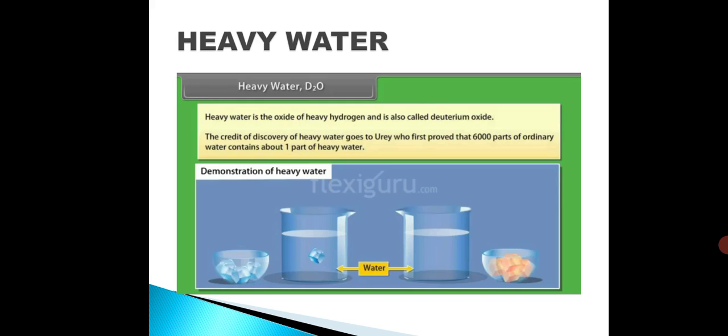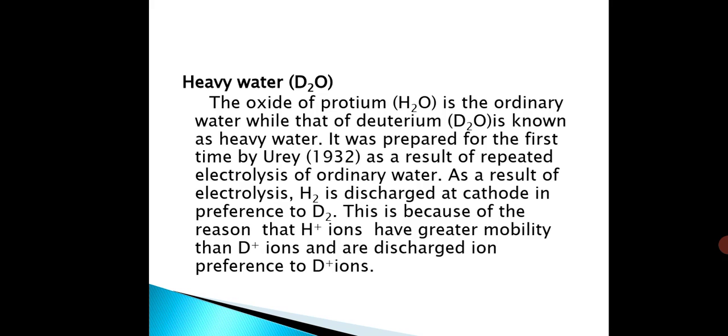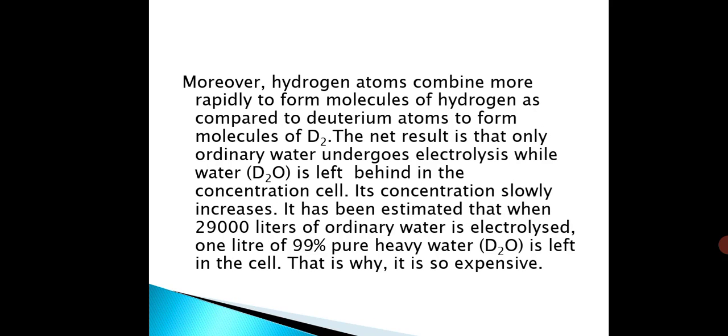Water, you can see, is slightly blue, and heavy water is slightly orange, as shown in the figure. Everything I have told you is written here. The oxide of protium is ordinary water, while that of deuterium is known as heavy water. It was prepared for the first time by Urey in 1932 by repeated electrolysis of ordinary water. H2 is discharged at the cathode in preference to D2 because H plus ions have greater mobility than D plus ions and are discharged in preference to them.